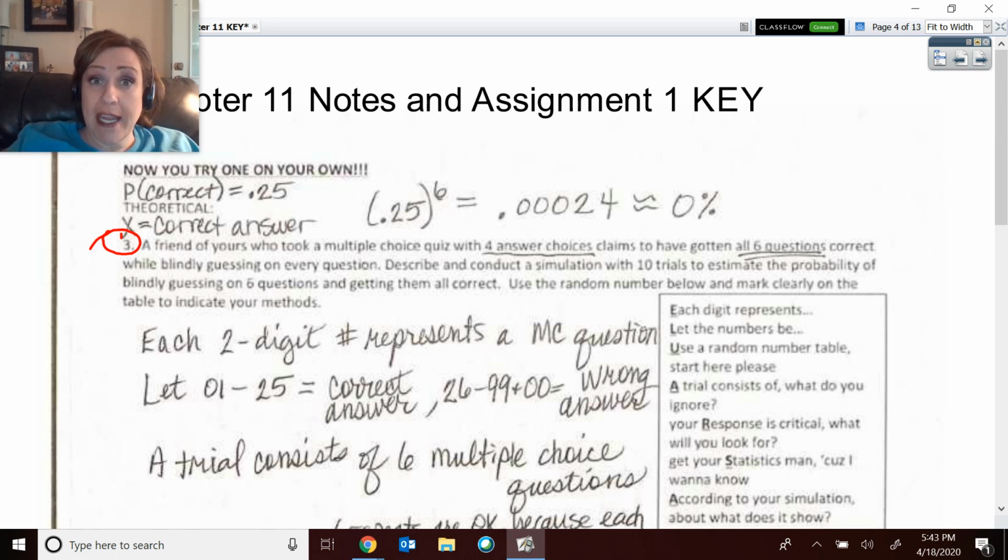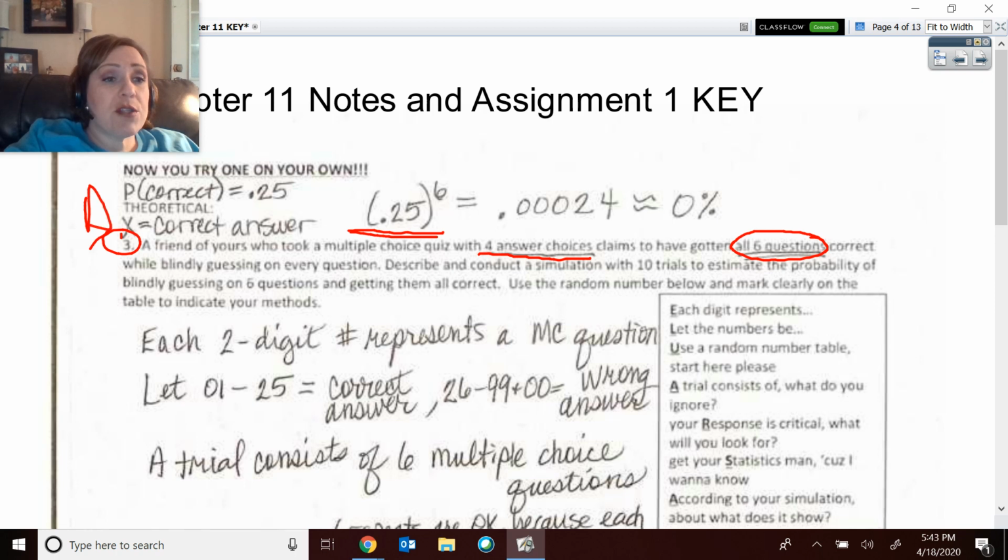Because there were 4 answer choices, the probability of getting one correct is 0.25. This particular person had claimed to get all 6 questions correct. Because this one you were able to compute theoretically what happened. Theoretically, that's a 25% chance to the 6th power, because the first one being correct and the second one being correct and the third one and the fourth one. So all 6 of those are multiplying together.